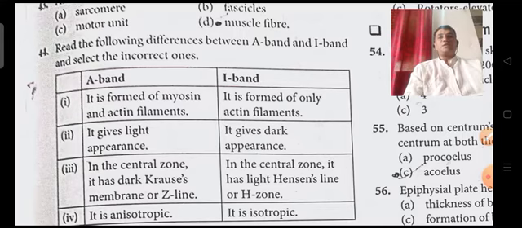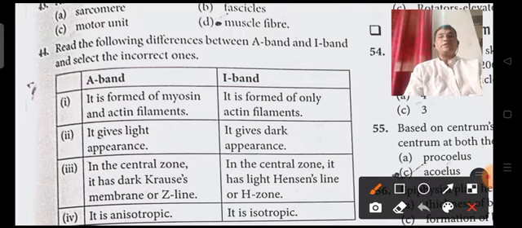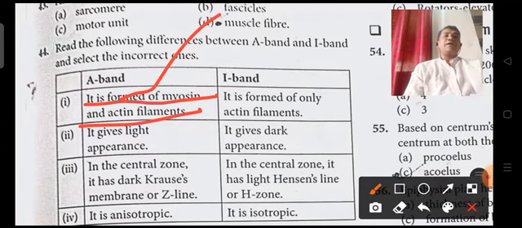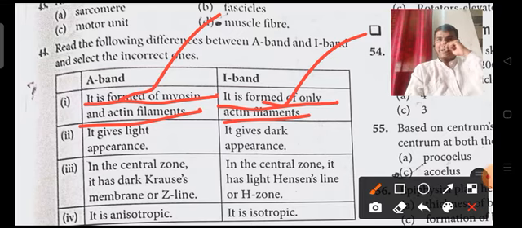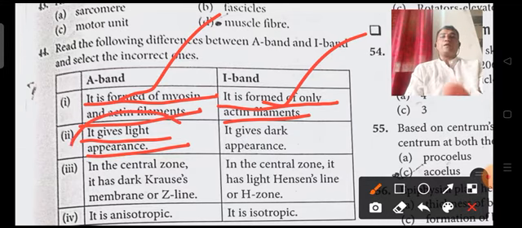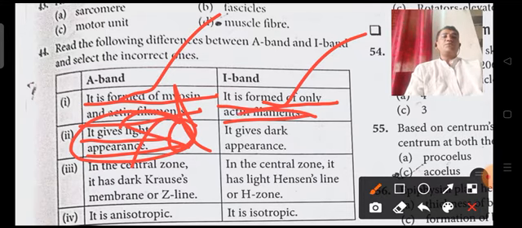So when you try to find out the options, it is formed of myosin and actin filaments, so it is right. And generally when you see the I band, more of the actin filaments is present. This is also right. It gives light appearance because of the actin filaments. It gives anisotropic or dark appearance, so it is wrong. And because of only actin bands, it gives light appearance, so it is wrong.